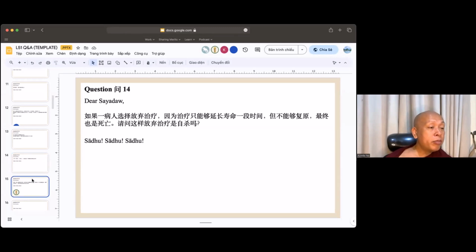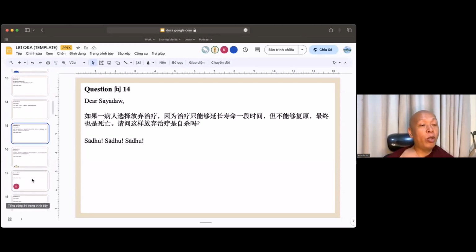Dear Sayadaw, if a patient is a sick person, he abandons the treatment because the treatment will only prolong his life for a short time but cannot recover him fully. Finally, he will die. Is this way of relinquishing the treatment considered suicide? We cannot say suicide. This is not killing himself. He may have many other ways to sustain himself, for example meditation and many other things. In this case, we cannot say suicide.